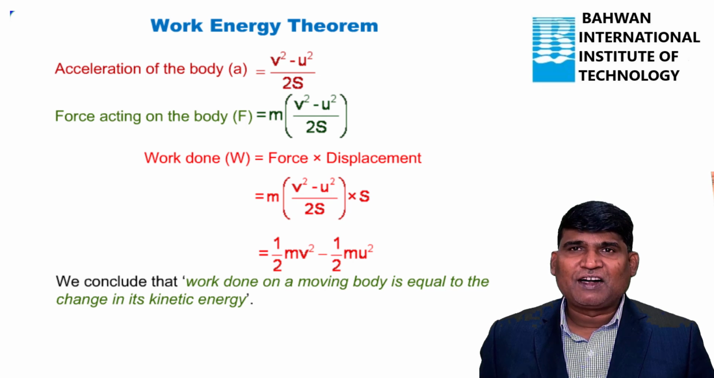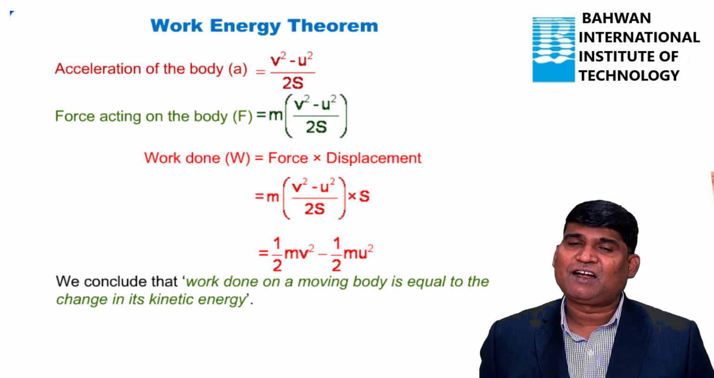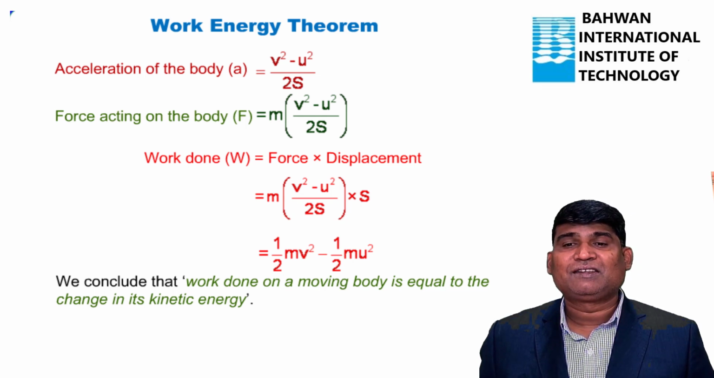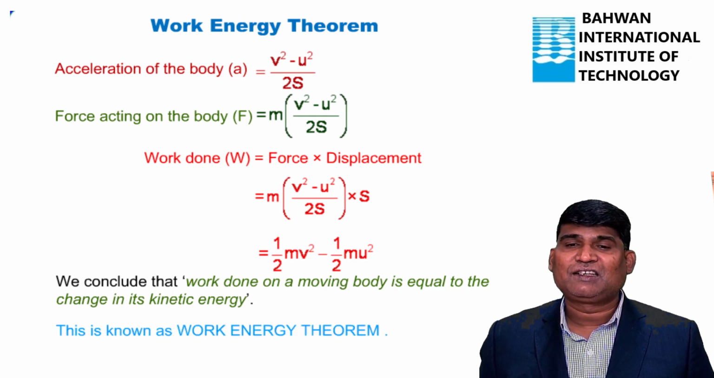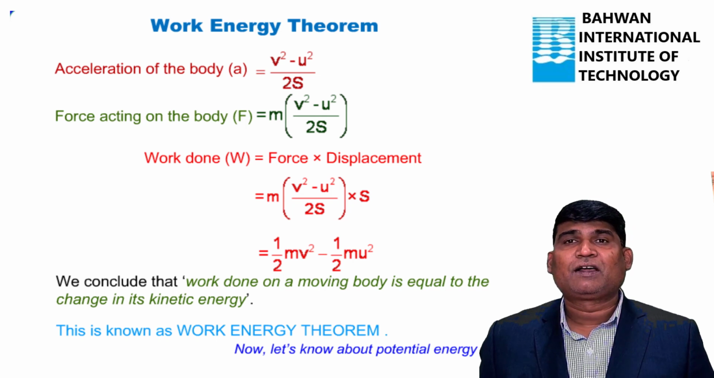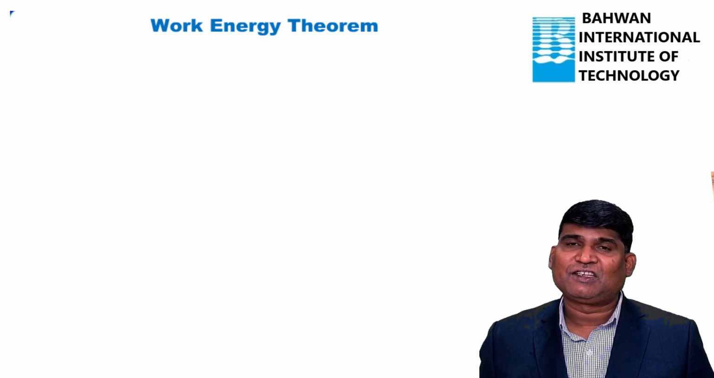Half mv square is what? This is the final kinetic energy. What is half mu square? It is the initial kinetic energy. So that means work is done, and that work done is equal to the change in kinetic energy, right? Work done on a moving body is always equal to what? It is equal to the change in the kinetic energy of that body, right? This itself is called the work energy theorem. So what is the work energy theorem? The work energy theorem is that work done is always equal to the change in kinetic energy, right?